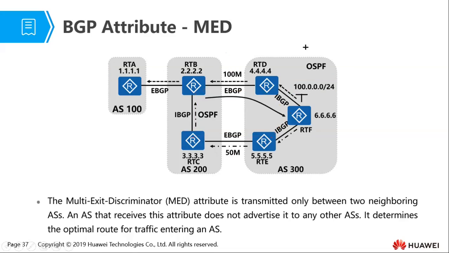So what we want is to use the multi-exit discriminator so that any traffic that is destined for the 100 network should pass via RTD. So how the traffic enters: we don't want traffic in our network to come in through RTE. We want it to come in through RTD. We can do that by altering the value of the MED, multi-exit discriminator.